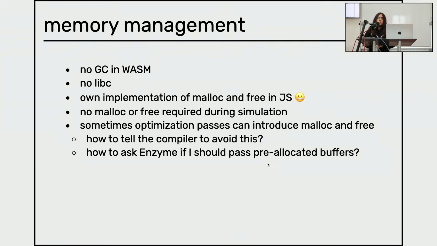But actually, this required a little bit of trial and error because sometimes the optimization passes can introduce memory allocations, even if I don't really have any memory allocations in my implementation. I've seen this happen in regular LLVM optimizations and also in Enzyme when it computes the backward pass. So if anybody has suggestions to avoid these allocations, that would be very useful.